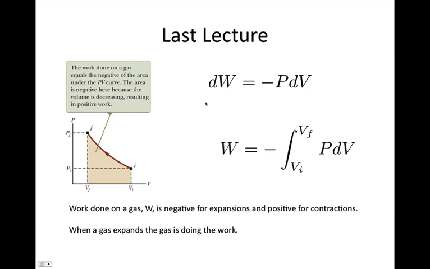So first of all, just a quick recap of the ideas from the last lecture. We saw that for a gas, dW was equal to minus PdV. This is the differential form of the work equation. We can integrate it and we see that work is negative the area under the curve on the PV graph. As a gas expands, the gas is doing the work, so the work is negative, the gas is losing that energy. When the gas contracts, we need to do work on it, and so a contraction has a positive work.